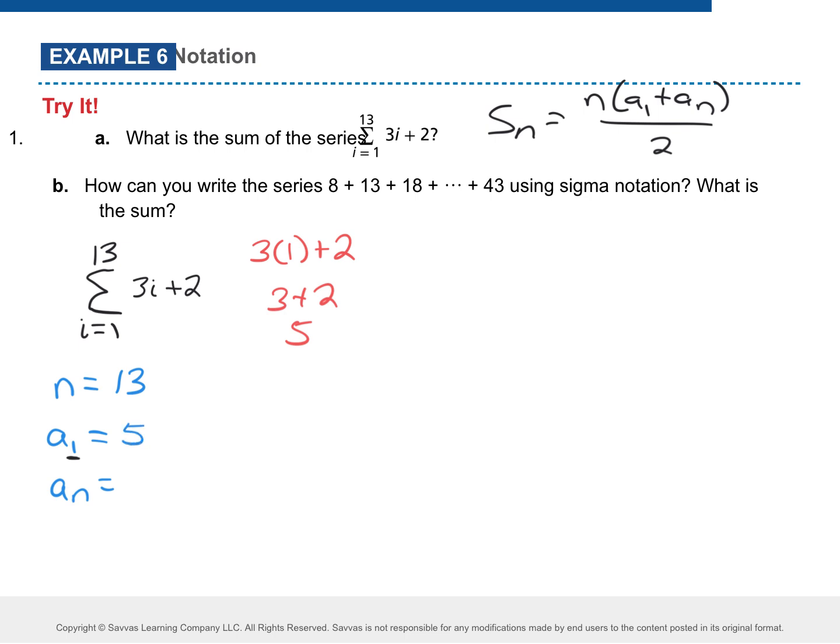Okay. an, well, what's my last term in the sequence? How many terms are there? 13. So we're looking for a13. How do I find a13? Plugging it in. So we have 3 times 13 plus 2. What's 3 times 13? 39. 39 plus 2? 41. So our an is 41.